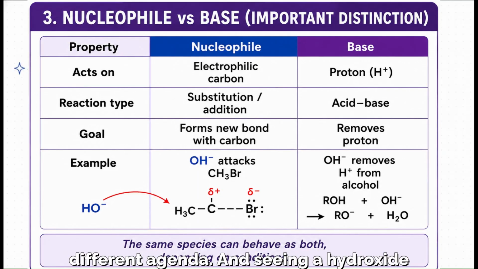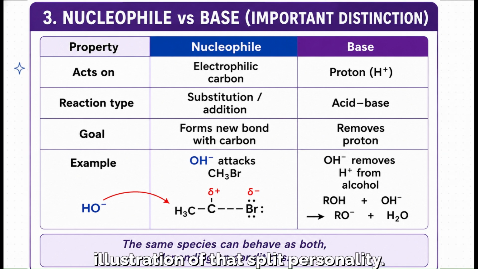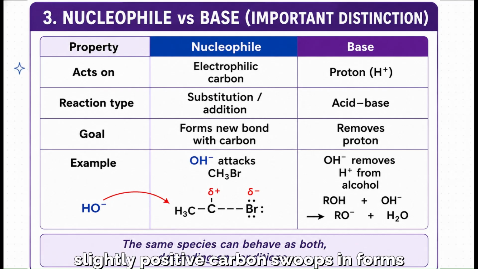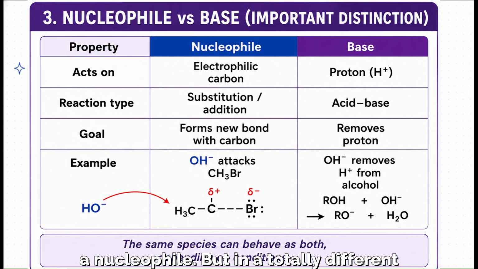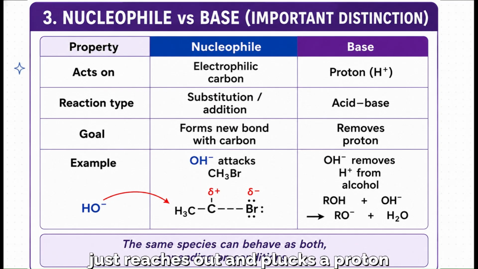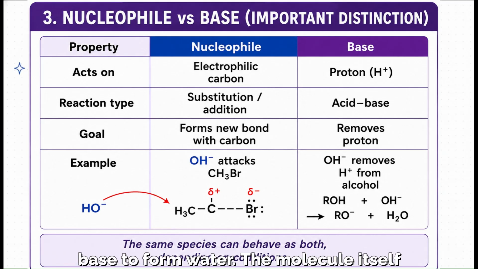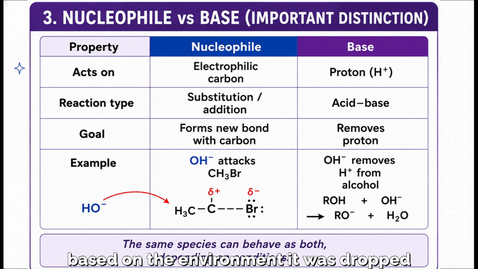And seeing a hydroxide ion in action is such a brilliant illustration of that split personality. In one scenario, the OH- spots a slightly positive carbon, swoops in, forms a new bond, and bam, it's acting as a nucleophile. But in a totally different scenario, that exact same OH- ion just reaches out and plucks a proton right off an alcohol, acting strictly as a base to form water. The molecule itself didn't change one bit. Its target changed based on the environment it was dropped into.